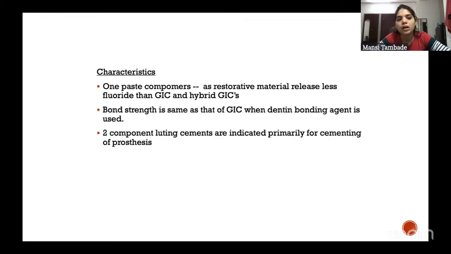Characteristics: one-paste compomers are present. It can be used as restoratives. Then bond strength is the same as GIC, and a dentin bonding agent is definitely needed because the composite is involved. Two-component luting cements are indicated primarily for cementing of prostheses.